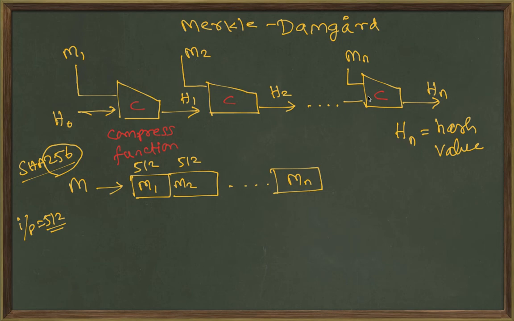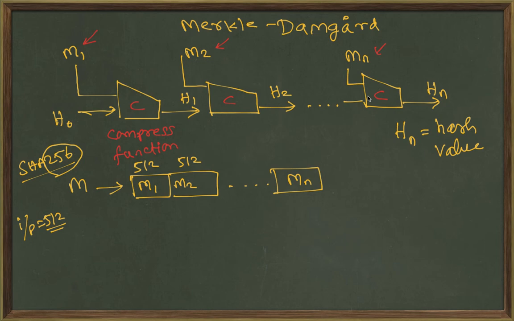We are discussing SHA-256 here. So each of the message blocks you can take as the input. If you look here, I have m1 as input, m2 as input, mn as input. Merkle-Damgård uses what is called a compression function. Don't worry about what the function does.